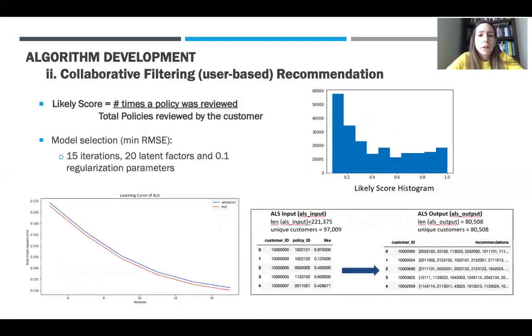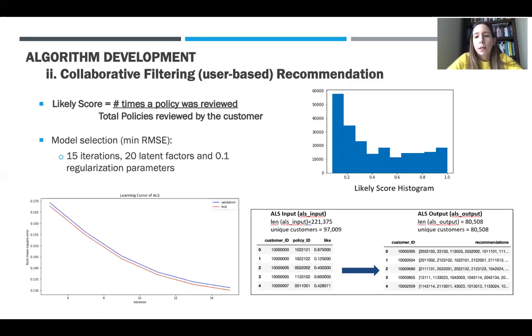For collaborative filtering, as mentioned before, we need some data engineering because we didn't have the ratings for the policies, so we had to infer them from the customer's behavior. We assume that the more a customer reviews a policy, the more likely that customer is to purchase that policy at the end. So our likely score is the number of times that a policy was reviewed over the total policies that the same customer reviewed.